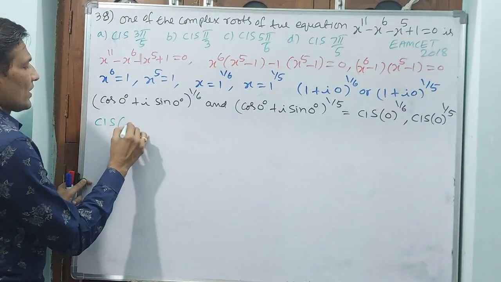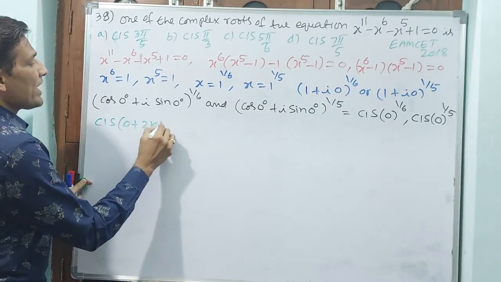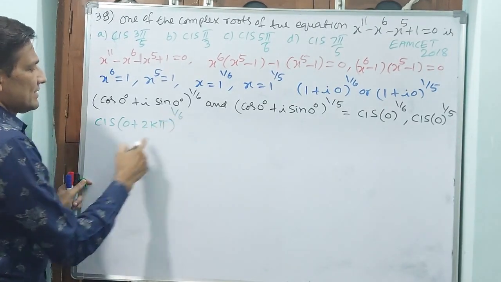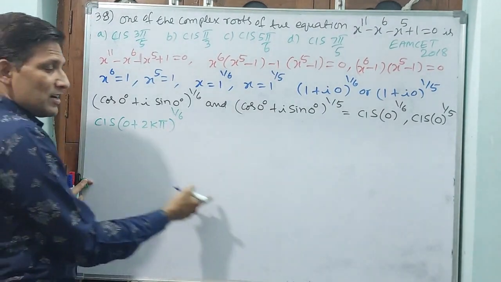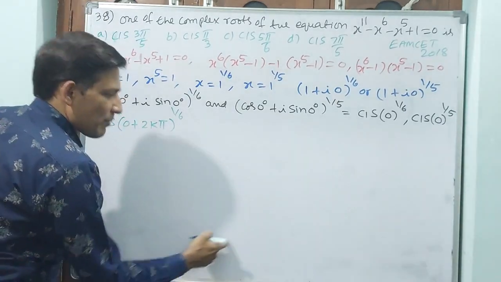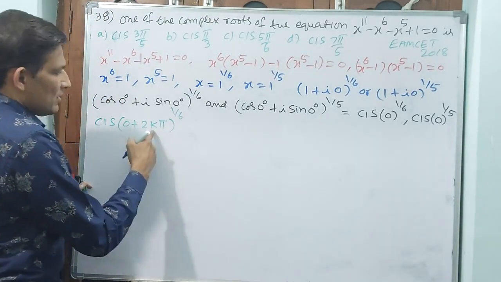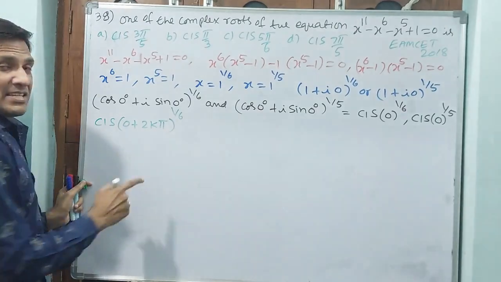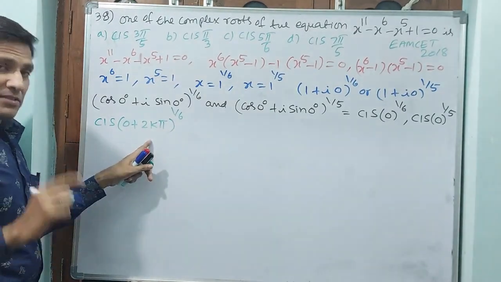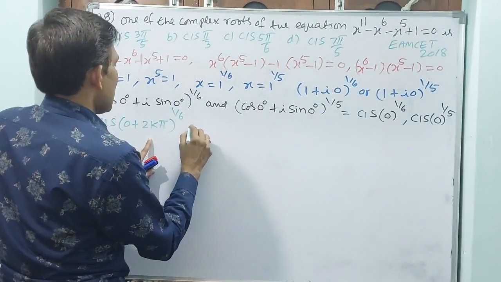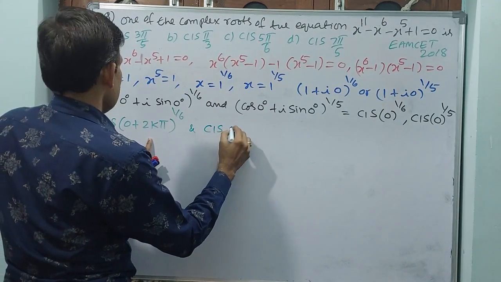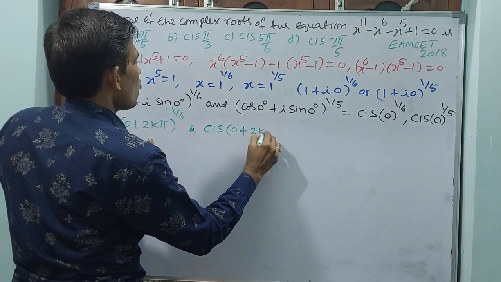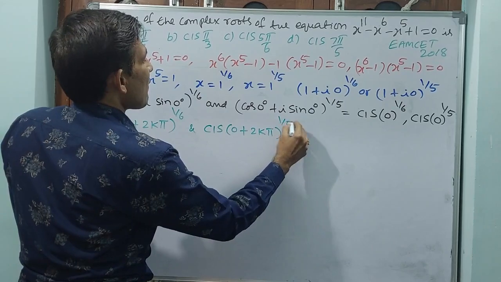CIS 0 plus 2k pi, you have to write, to the power of 1 by 6. 2k pi. Okay? See, 0 means 0, it is not going to stop. Again 2 pi, again 2 into 2 pi. K is 0, 1, 2 like that. You see, and CIS 0 plus 2k pi whole to the power of 1 by 5.